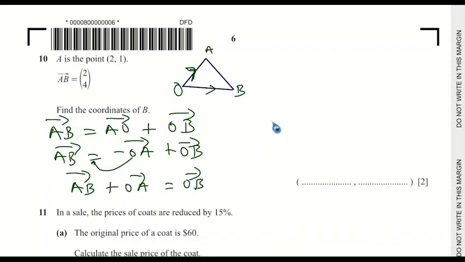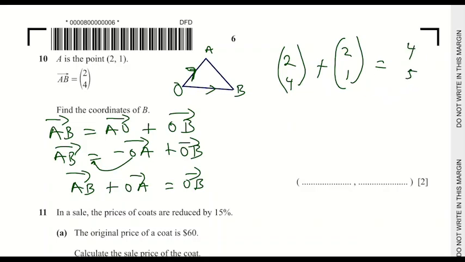So now we can put the values. So AB is (2, 4), then minus OA, that is (2, 1). So this will give us the vector B. So we have plus, this is plus here. So 2 plus 2 is 4, 4 plus 1 is 5. So this is vector B. That will be (4, 5).